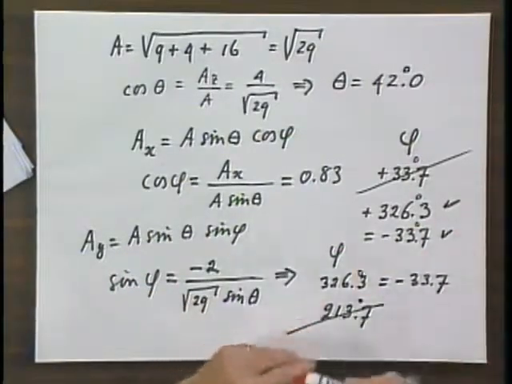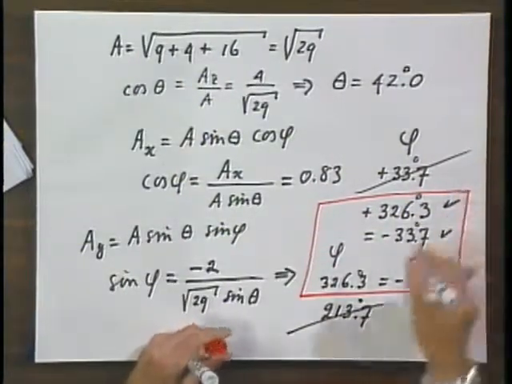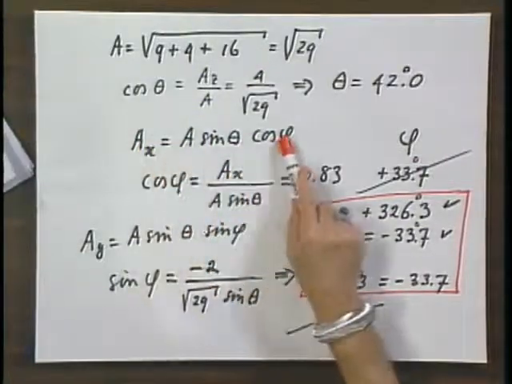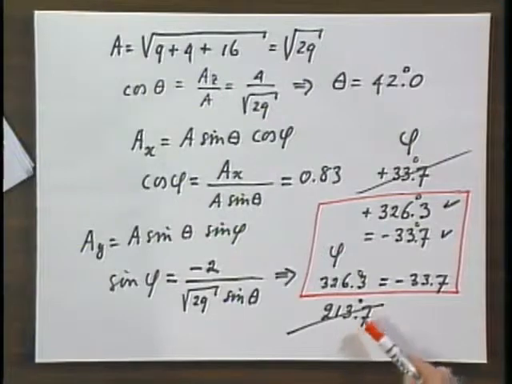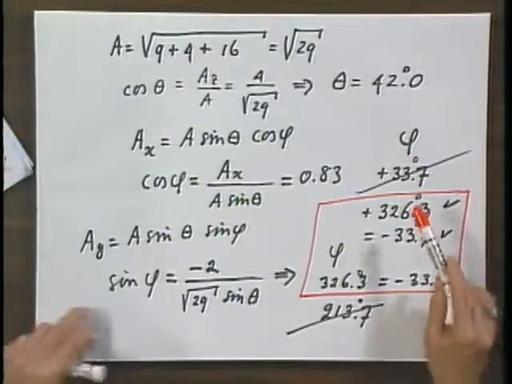And so you see, you have to do a little bit of thinking, and you finally decide that you get a consistent solution from both this equation as well as from this equation, and there is no question that in our case the angle of phi is 326 degrees, or minus 33.7 if you so prefer.